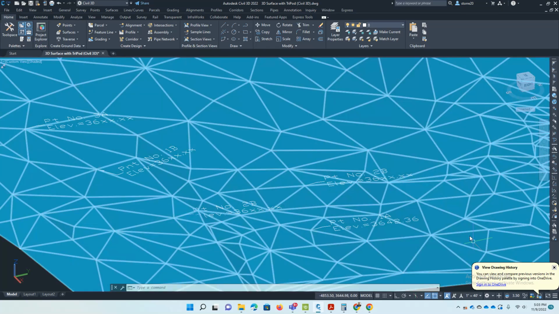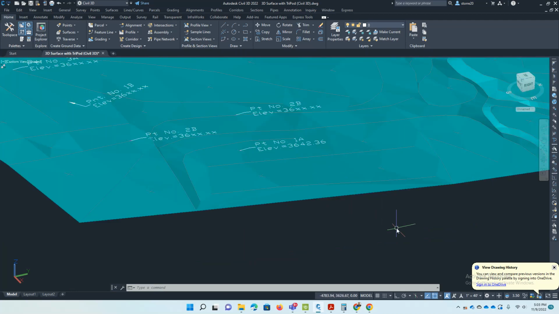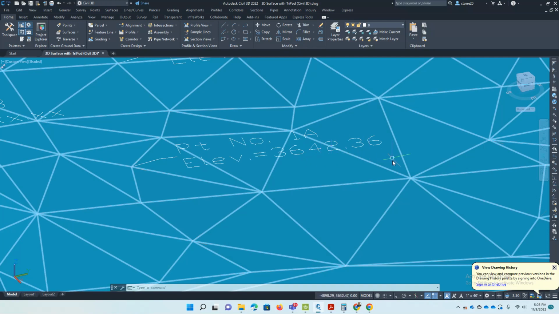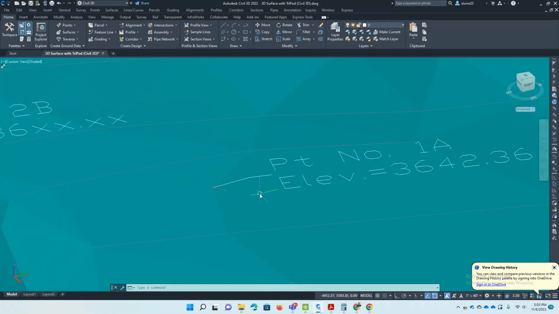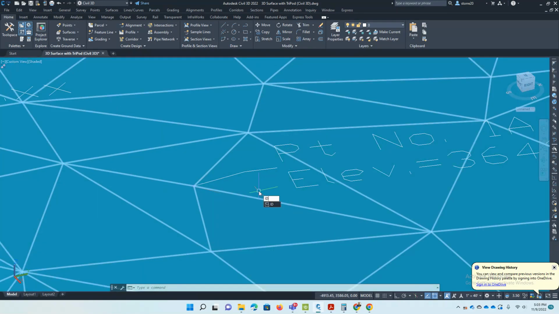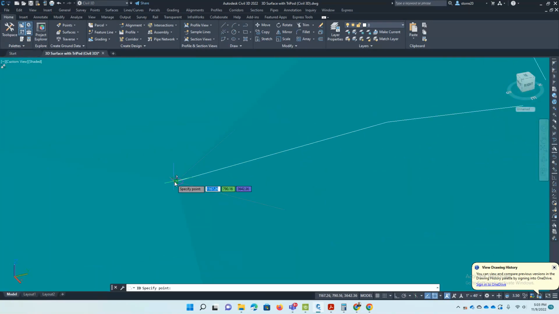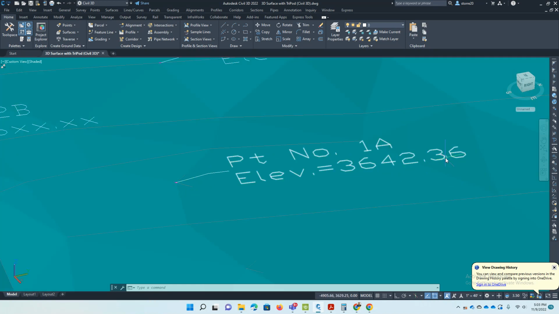So on this one, what's going to happen is I always start with a known elevation. I have this point number 1A. It has an elevation of 3642.36. Now, to help us demonstrate this, I'm going to use a command called ID, which is identification. So I'm going to ID this point right here, and it's going to give us an X, Y, and a Z. So we need to pay attention to that Z because the Z is our elevation, 3642.36.